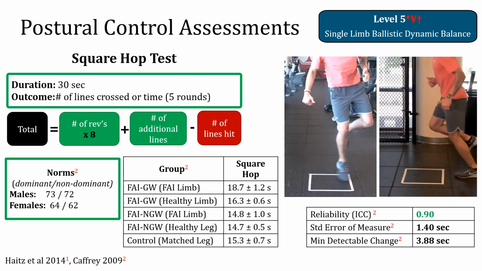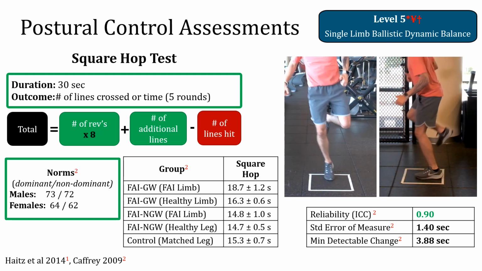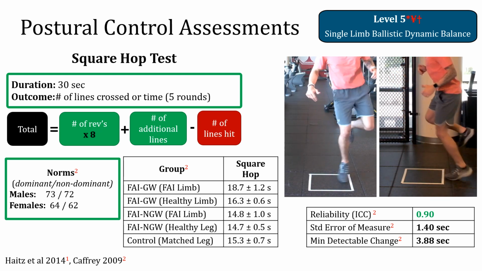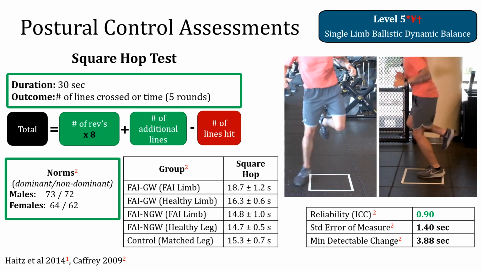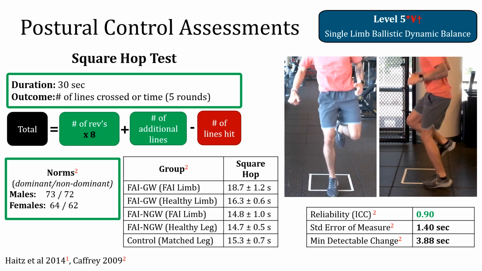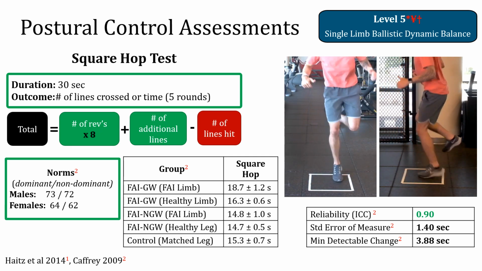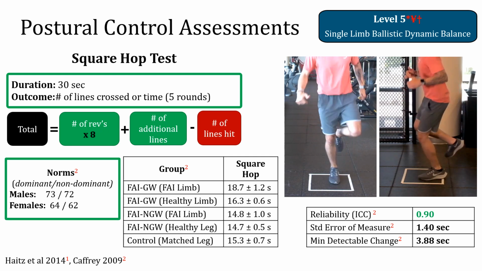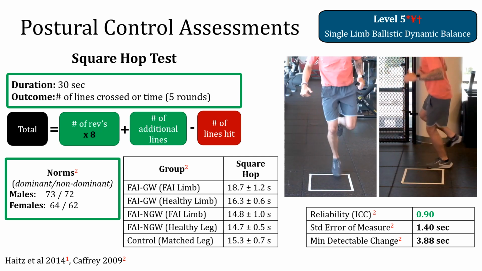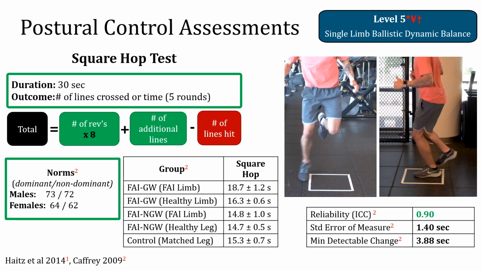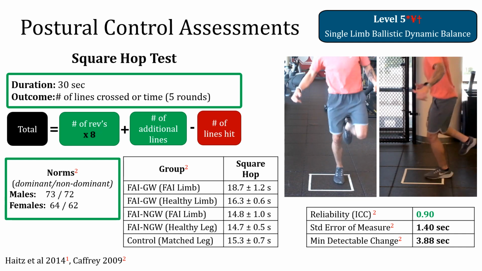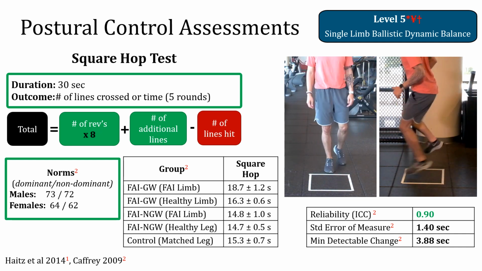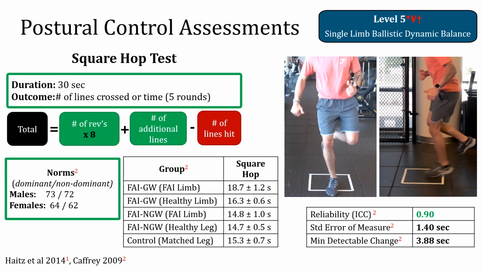You can see the seconds as far as each cohort, the healthy and the unhealthy, those that have FAI that are giving way and those that are non-giving way versus the controlled match, and relatively good reliability, as well as the standard error of measure and minimal detectable changes as shown there. That being said, taking this test and reiterating upon it so that we can make it, again, more cognitive focused would look something like this.